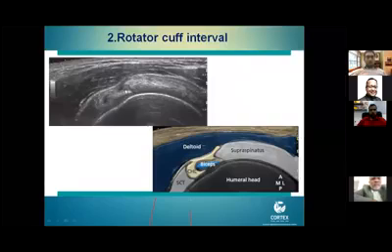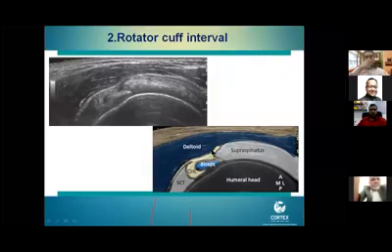After the biceps tendon, we look at the rotator cuff interval. The rotator cuff interval means a gap between the supraspinatus and the subscapularis. There is a gap through which the biceps tendon comes out. This is the hyperechoic biceps tendon, and you can see around it, it is actually kept in position by two slings of ligaments. That is the coracohumeral ligament.